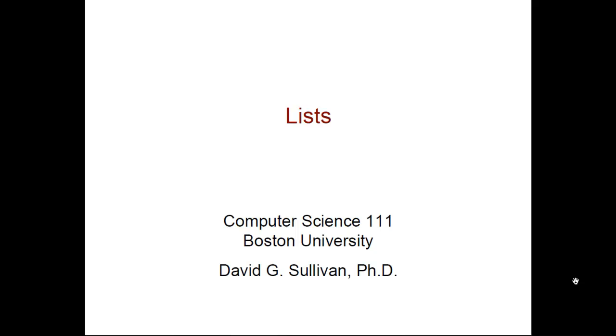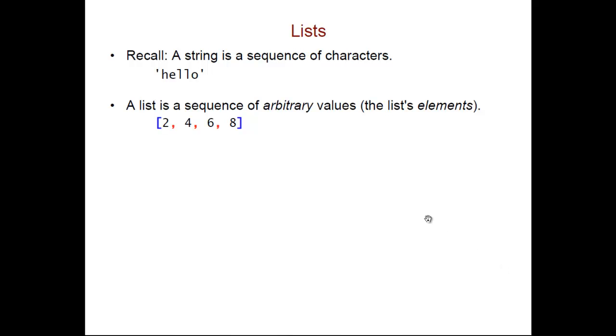A list is another important data type in Python. Lists are similar to strings. A string, as you recall, is a sequence of characters like the string hello, whereas a list is a sequence of arbitrary values. For example, here we have a list of integers. And when you put a list in your code, you surround it with square brackets, which I'm showing in blue here, and you separate the individual values by commas. And those values are known as the elements of the list.